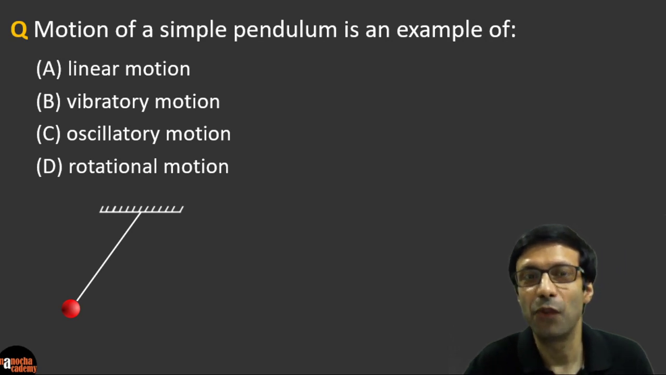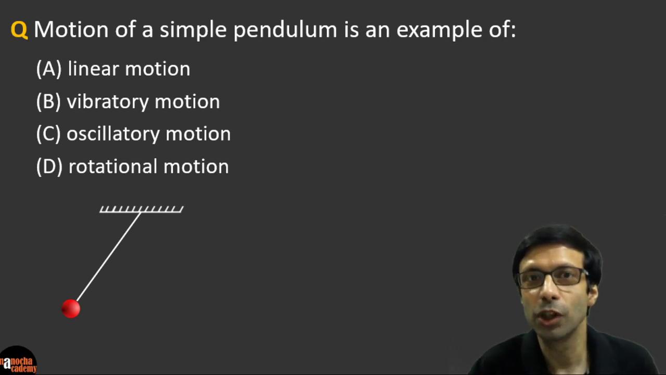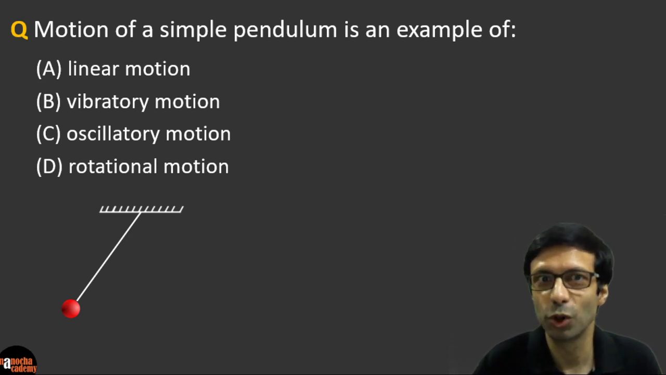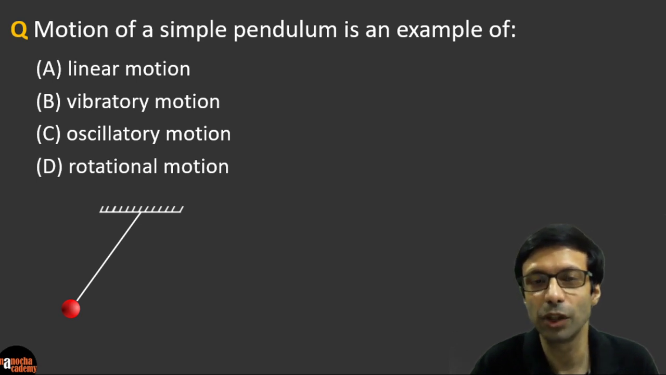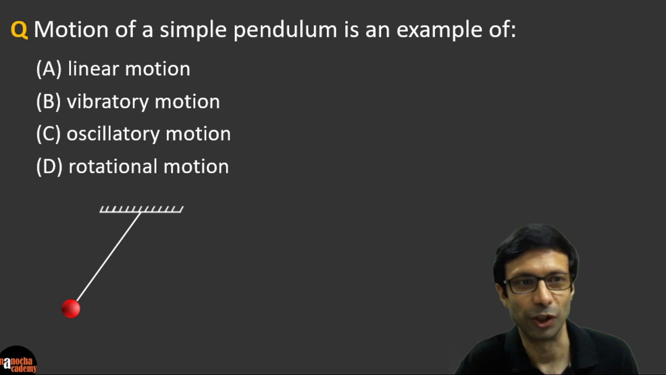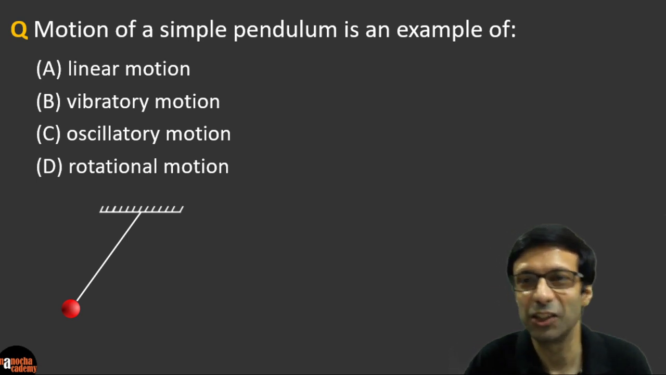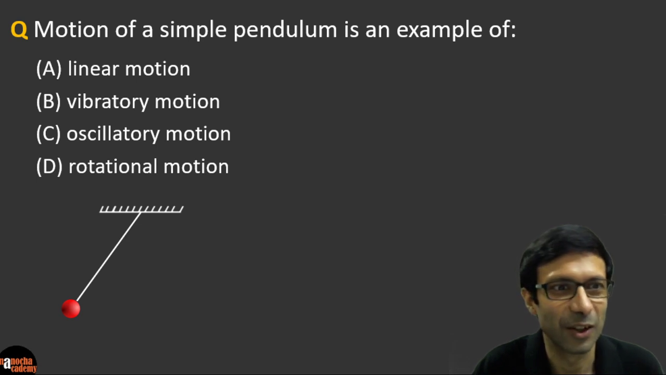Guys, here's our first question. The motion of a simple pendulum is an example of A. Linear motion, B. Vibratory motion, C. Oscillatory motion, or D. Rotational motion. So guys, what do you think? Do let me know your answer in the chat here. Okay, good. I'm seeing a lot of answers here.